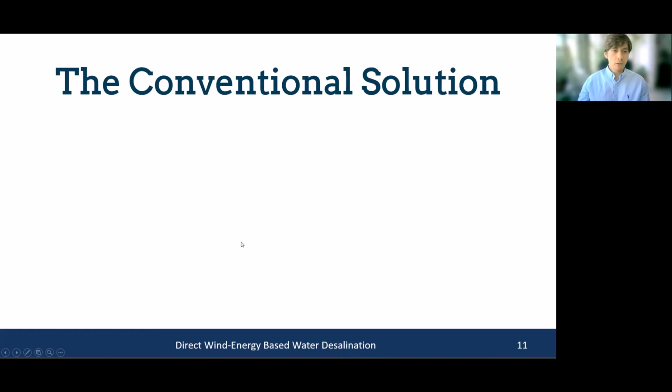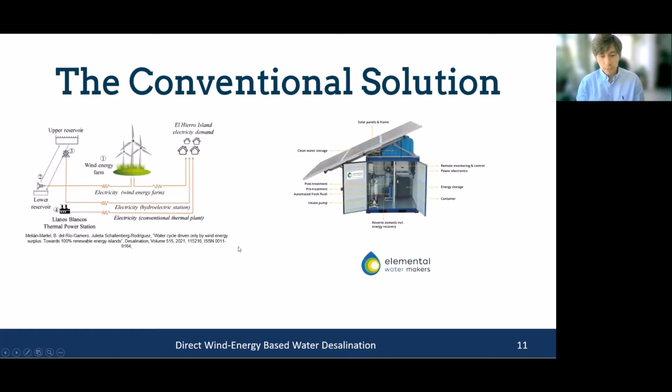So the conventional solution, if we compare it to the conventional solution, talks about creating electricity out of sun, out of wind, and then using the electricity as a medium to power desalination power plants.